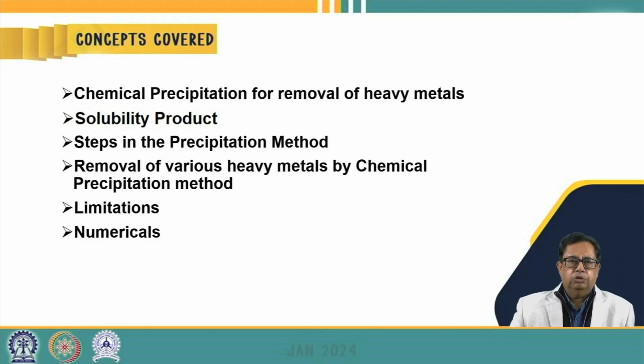Then we'll talk about the removal of various heavy metals by the chemical precipitation method, the limitations of the chemical precipitation methods for the removal of heavy metals, and then we will do some numericals based on the solubility product.